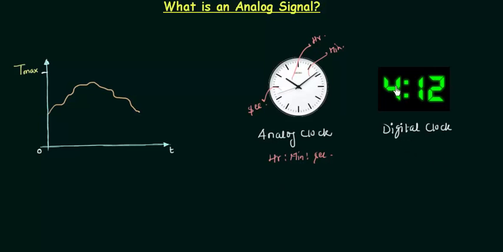Now let's see what happens in the case of digital clock. This one represents hour and this one represents the minute, but there is no second in this case. Once we have 60 seconds passed, this 12 will change and we have 13. We cannot see what is going on in between this 12 and 13 because it is not allowed in the digital clock. Either we have 11, 12, 13, 14, 15, not 11 minutes and 10 seconds.